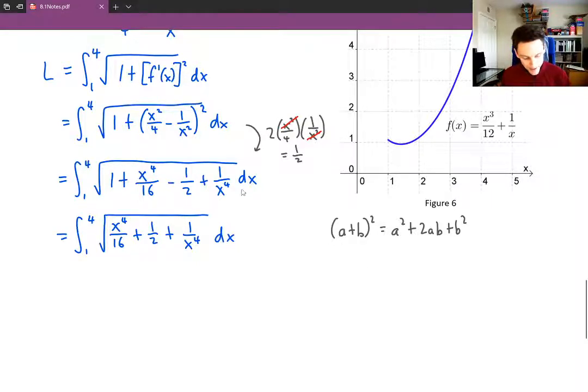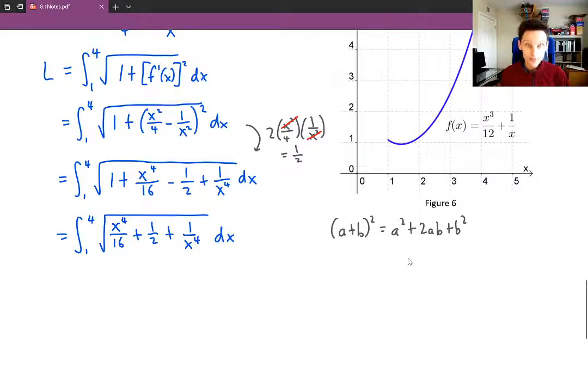And the trick is this. This x to the fourth over 16 minus 1/2 plus 1 over x to the fourth came from squaring x squared over 4 minus 1 over x squared. It came from squaring that expression. Now, if all that happens between this last step that we just took and the step right before that is the negative in front of the 1/2 changes to a positive 1/2, then we know exactly how the stuff under the radical here factors.